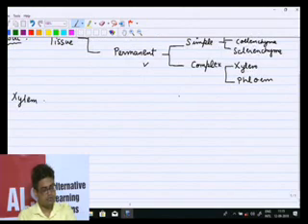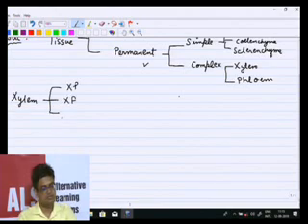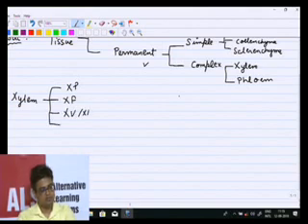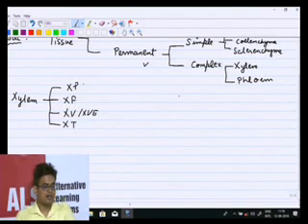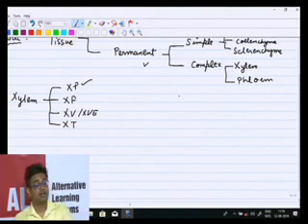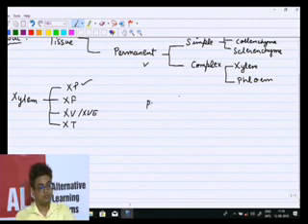Xylem consists of four types of cells: xylem parenchyma, xylem fibers, which are sclerenchyma fibers, xylem vessel elements or xylem vessels, and xylem tracheids. Out of these, only xylem parenchyma is living tissue. Otherwise, every other cell is what kind of tissue? It is dead tissue.